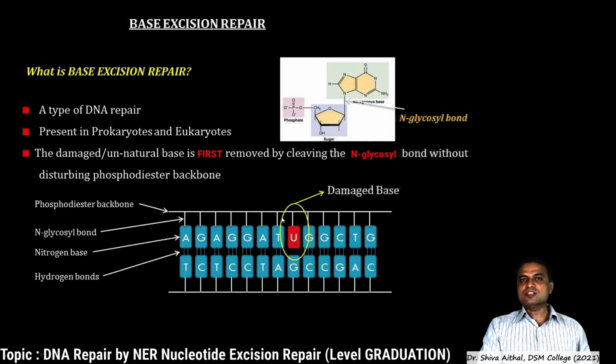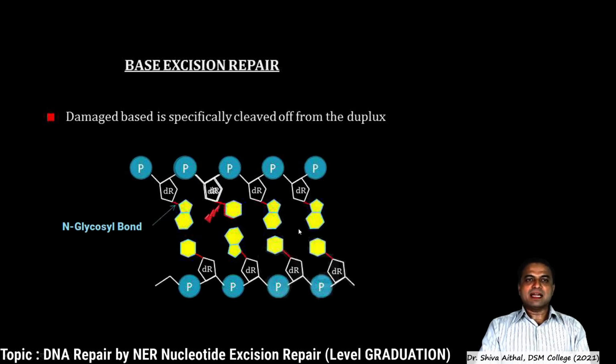If there is uracil, which is an abnormal base, you can call it a damaged base. Now this is the N-glycosyl bond, these are the hydrogen bonds, and this is the phosphodiester backbone. If the N-glycosidyl bond is broken, hydrogen bonds are weak bonds, so naturally this base will be flipped off. That is what the mechanism is all about.